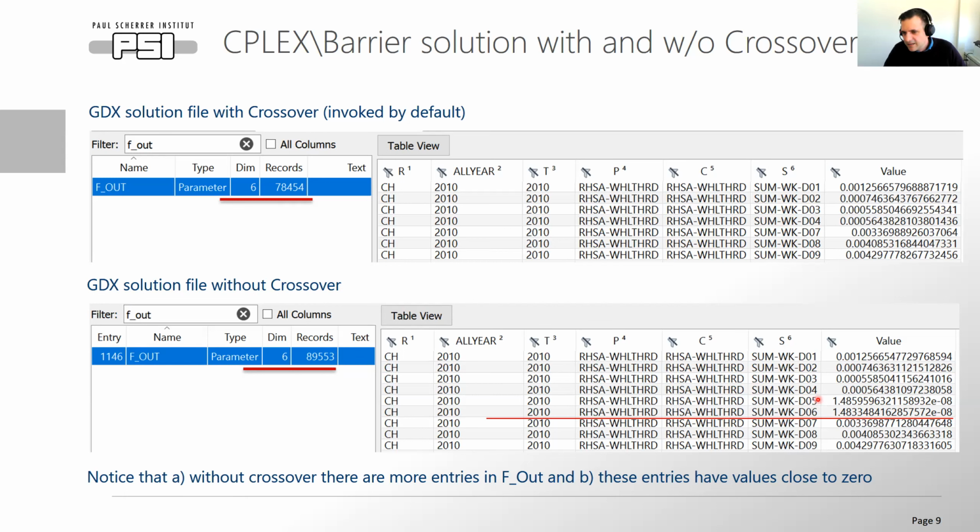You can see here that for time slice 5 and 6, actually it should have been 0. But the barrier without crossover reports this as a solution. Otherwise, it's pretty much similar to a certain precision. So we can see, for example, here and here, that it's very similar until the 6th, 7th digit after the decimal.